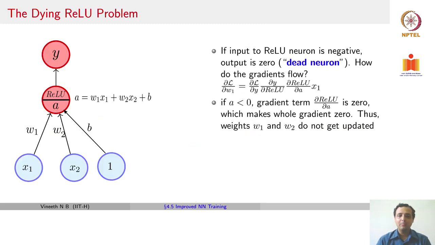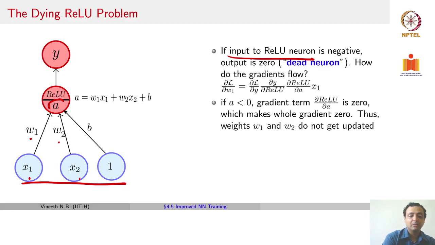But ReLU has one problem, which is known as the dying neuron or dead neuron problem. If the input to a ReLU neuron is negative, the output would be 0. Now let's try to understand how the gradients would flow in this kind of situation. Assume a previous layer's inputs x1, x2, with weights w1, w2. A is the pre-activation of that neuron. You then apply ReLU activation and you get the output y.